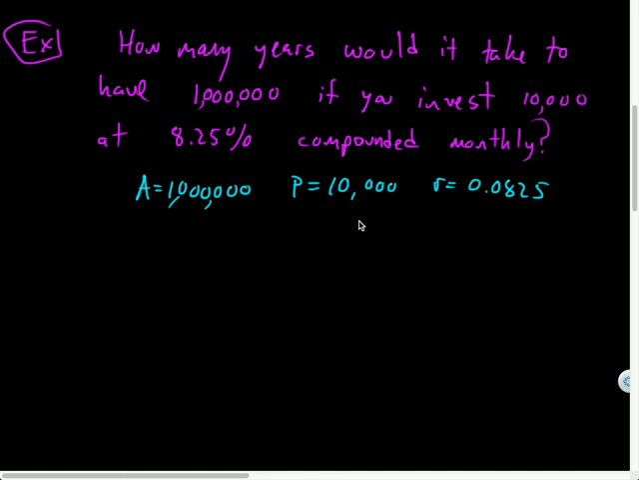And it's compounded monthly, so that's that other variable n. And what would n equal, do you suspect, if it's compounded monthly? 12, yeah, 12 times per year. And because it's compounded monthly, something that's not continuous or not annually, the formula I'm going to use is A equals P times (1 plus r over n) all to the nt.